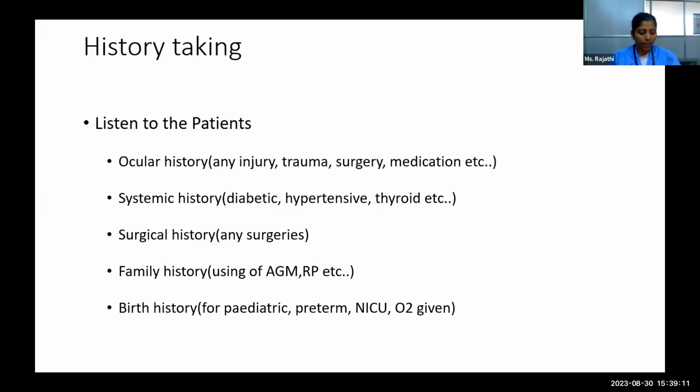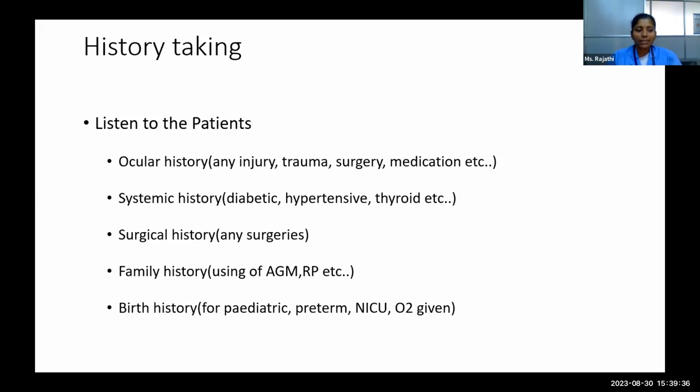History taking. History taking is an important test because it gives more details about the patient's eye conditions. We have to take the detailed history before starting the examinations. So we have to ask the patients the following questions and we have to take the following histories too.